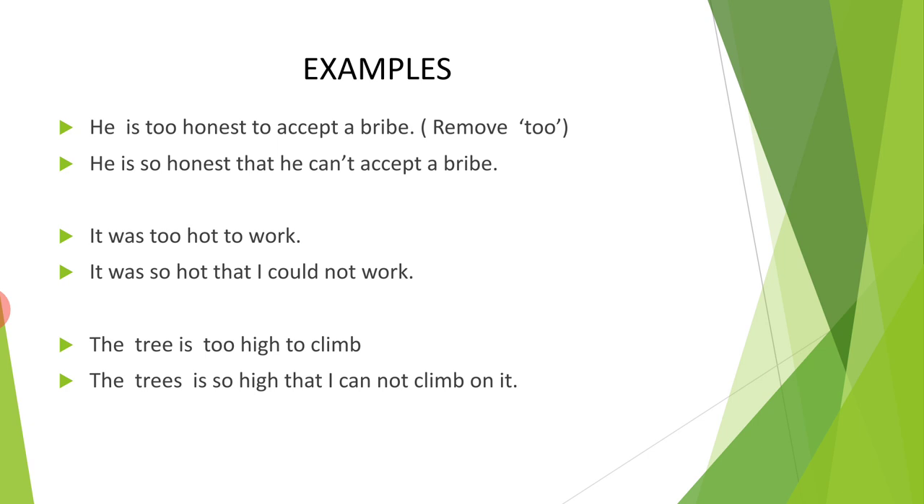It was too hot to work. It was so hot that I could not work. You can use can and could according to the tense of your sentence. The tree is too high to climb. So the tree is so high that I cannot climb on it. So that is how you have to use so that plus subject plus cannot or can, whatever you have to use, according to that you have to use.